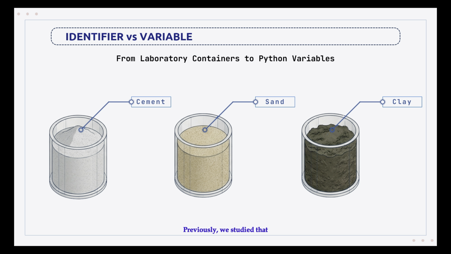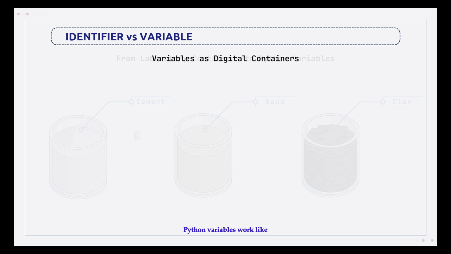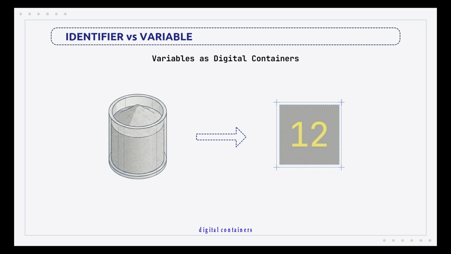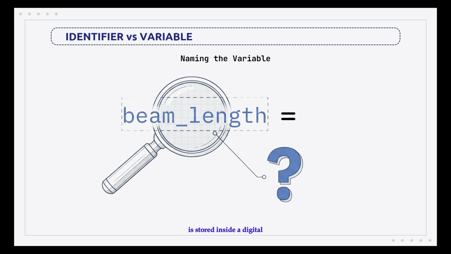Previously, we studied that Python variables work like digital containers. Instead of storing physical materials like cement or sand, these digital containers store data. In this slide, the value 12 is stored inside a digital variable. For example, beam_length = 12. Here, the value 12 is the data, and Python stores this data safely inside a variable. So we can say variables are digital storage containers for data.